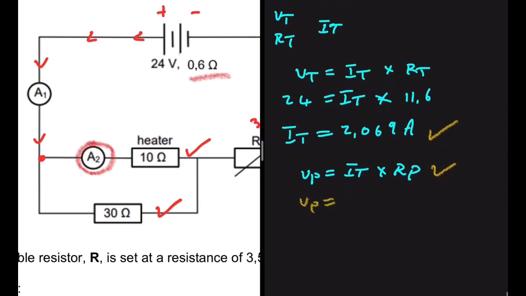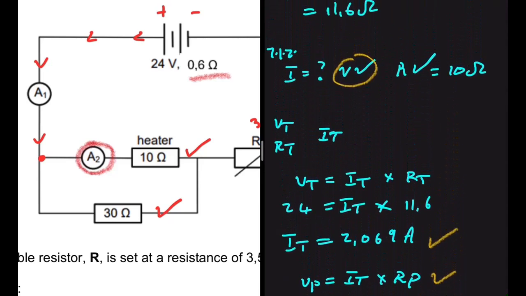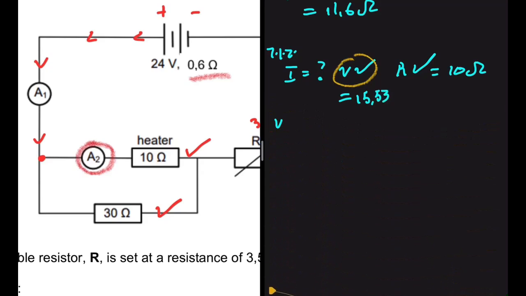So VP will be equal to 2.069 multiplied by RP. I think RP is supposed to be 7.5. And if you put that in your calculator, you shall get 15.53 volts. So now we have VP. Let's go back to our initial information. Now we have VP, we can say that this V here is equal to 15.53 volts.